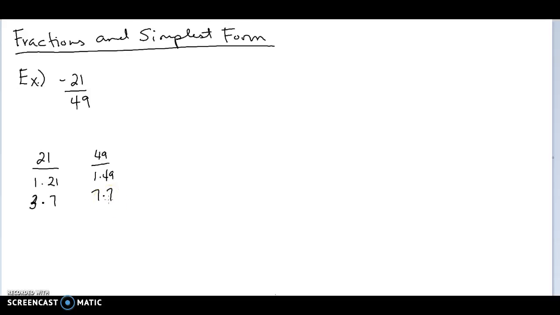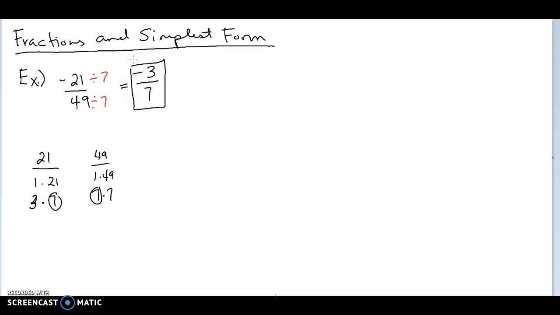So if we look at our two lists here of numbers, the biggest common factor is going to be the 7. So what I'm actually going to do is I'm going to divide 21 by 7. And then, of course, anytime you do something with fractions, if you do it to the top, you've got to do it to the bottom. I'm going to divide the bottom number by 7. And if we go through and do that, we get negative 3, because negative 21 divided by 7 is negative 3, over 49 divided by 7 is going to give me 7. And then, of course, 3 and 7, the only common factor they have is 1. So we are done. That's the reduced version.